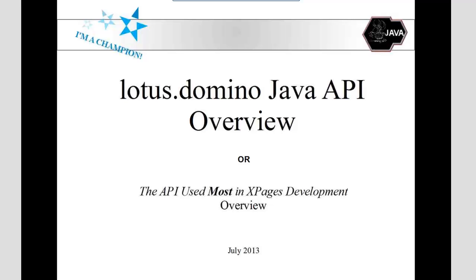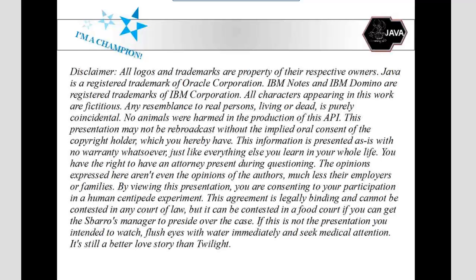The Lotus Domino API is the core Java API provided by IBM, and it's the most used API in XPages development. Even if you're writing all your code in SSJS, it's just Java underneath the covers. So this is our legal disclaimer. You'll be able to pick up these slides. I'm sure it'll be somewhere on the webinar site. Bruce will be able to direct us on where they'll come from so you can read this in detail later.